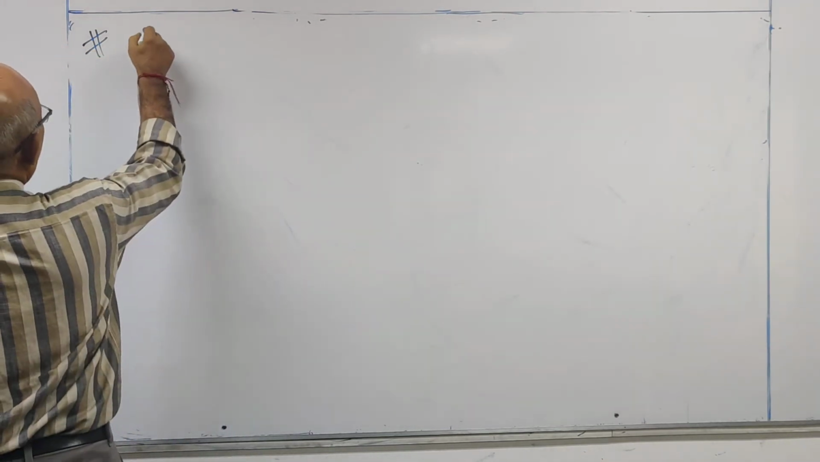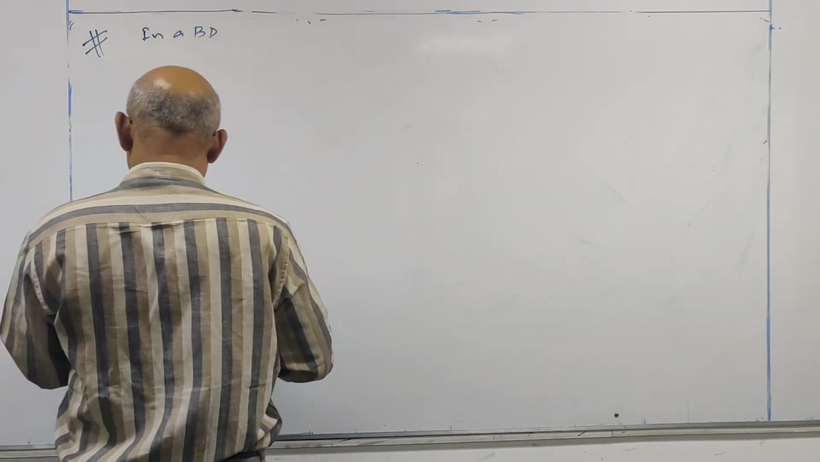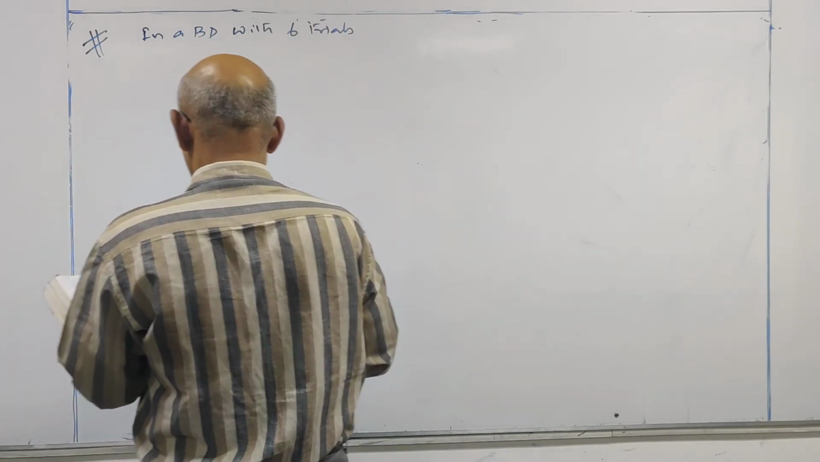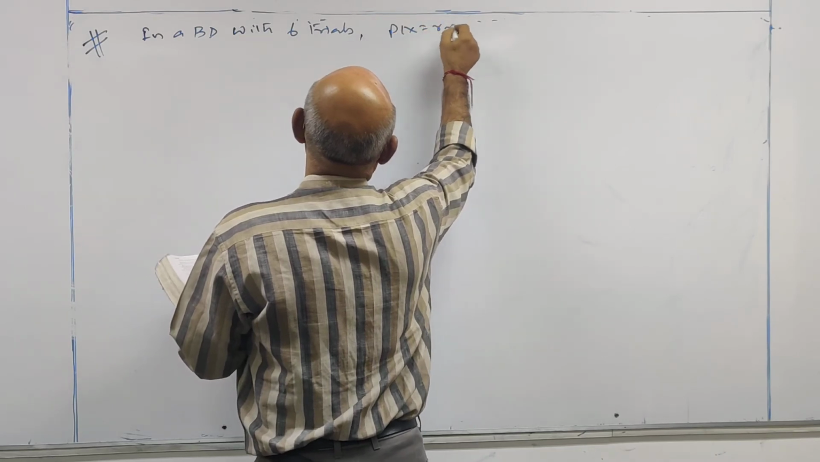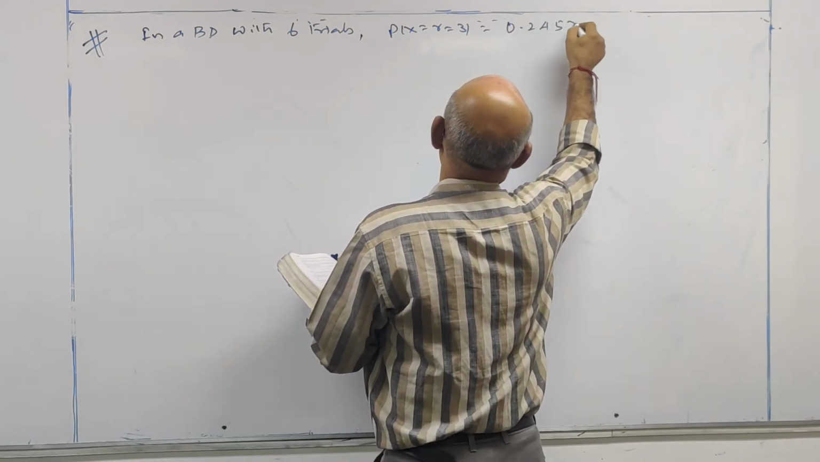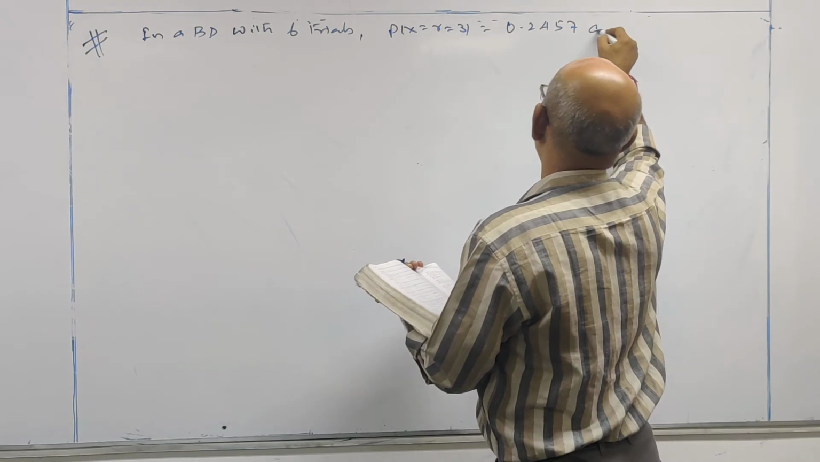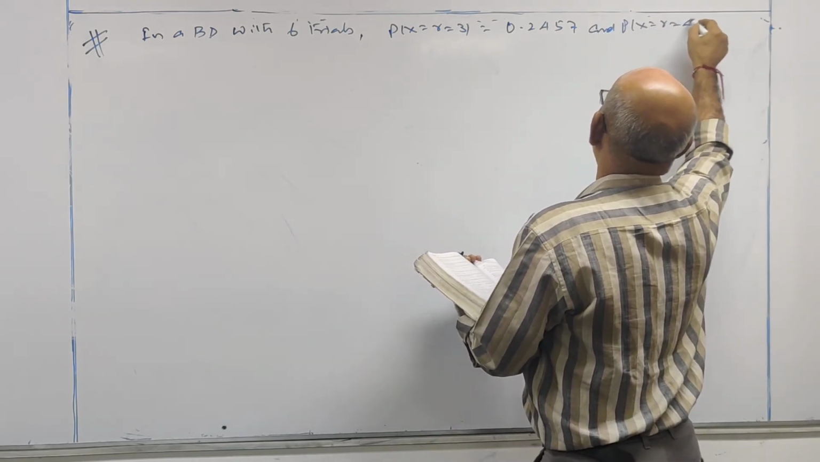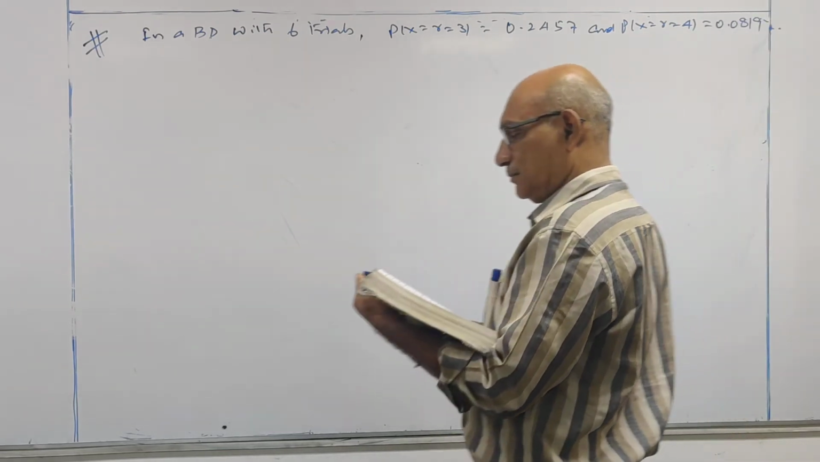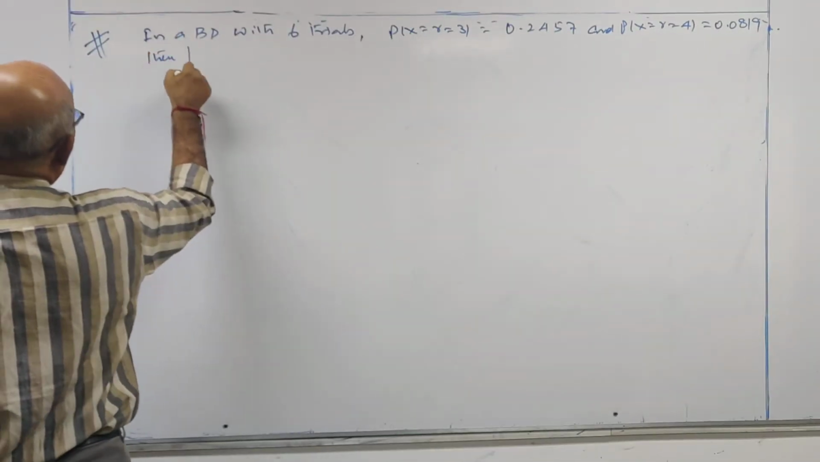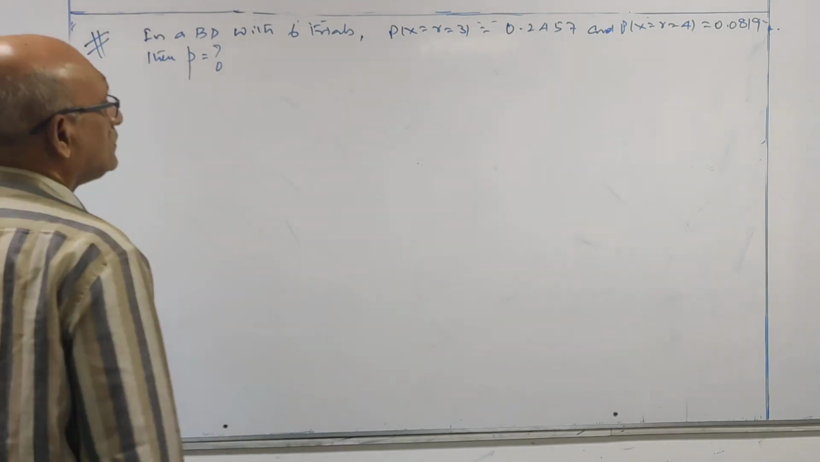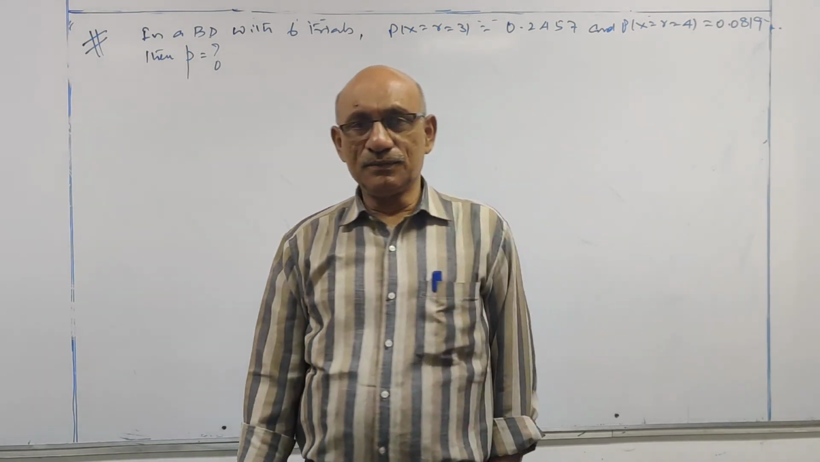Next, in a binomial distribution with 6 trials, probability of x is equal to r is equal to 3 is 0.2457 and probability of x is equal to r is equal to 4 is 0.0819, then small p is equal to question mark. Parameter value we have to calculate.